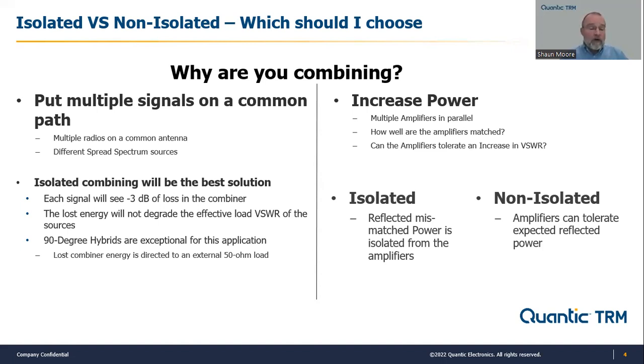In both of those cases, you can use either an isolated or a non-isolated combiner. And really the choice of which one you decide to use depends on the questions that we just asked: how well are the amplifiers matched, and can they take a little bit of a higher VSWR? If they're not matched very well and they can't tolerate much VSWR, well, maybe you're back at an isolated power combiner. However, if you have well-matched amplifiers and they can tolerate a little bit of increased VSWR, very often a non-isolated solution can be more cost-effective, but also more efficient in the long run because of the way we typically build those non-isolated combiners.